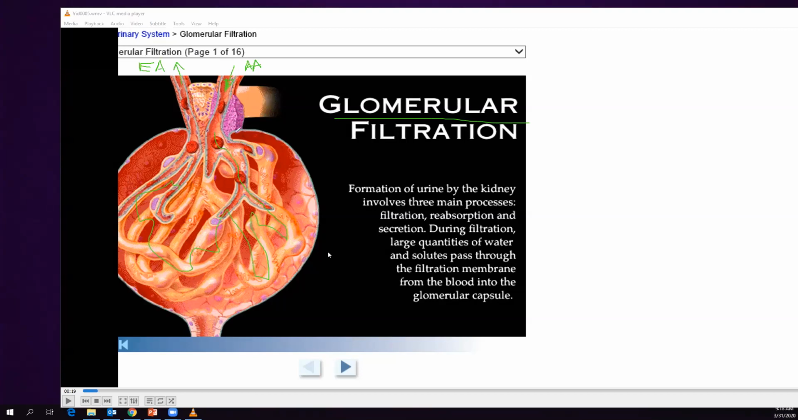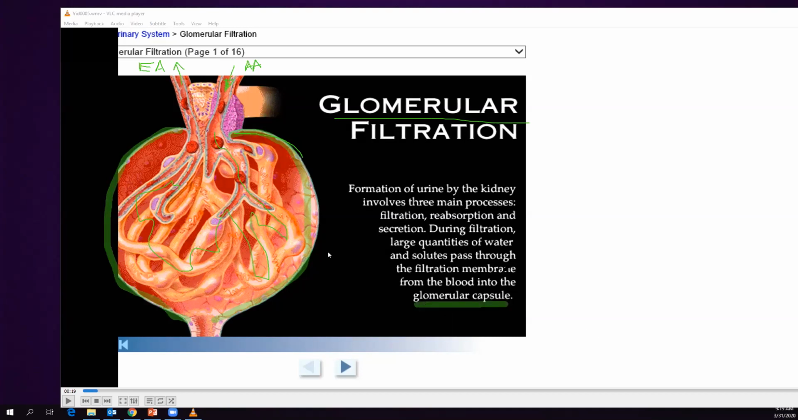And then out here, let me make my line a little thicker. Okay, so then out here, I feel like I'm tagging because I have a little spray can. So all of this out here is the glomerular capsule. I think it says right there, glomerular capsule.